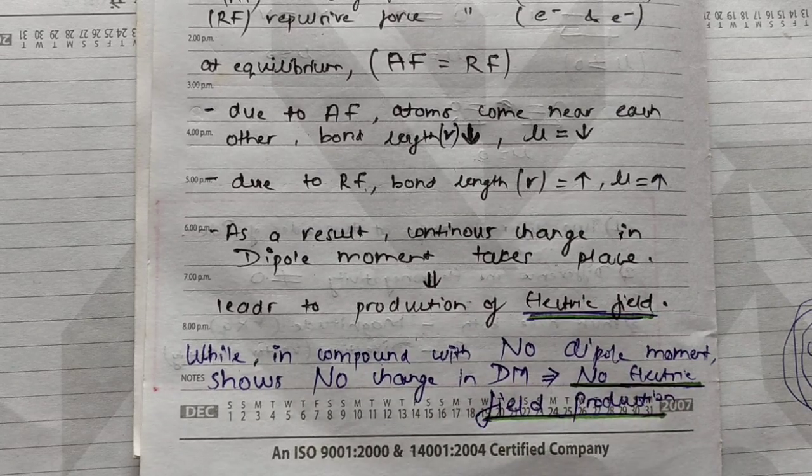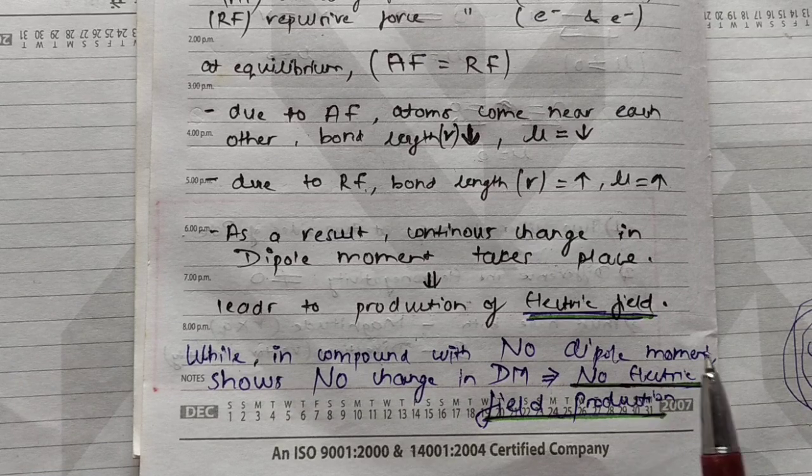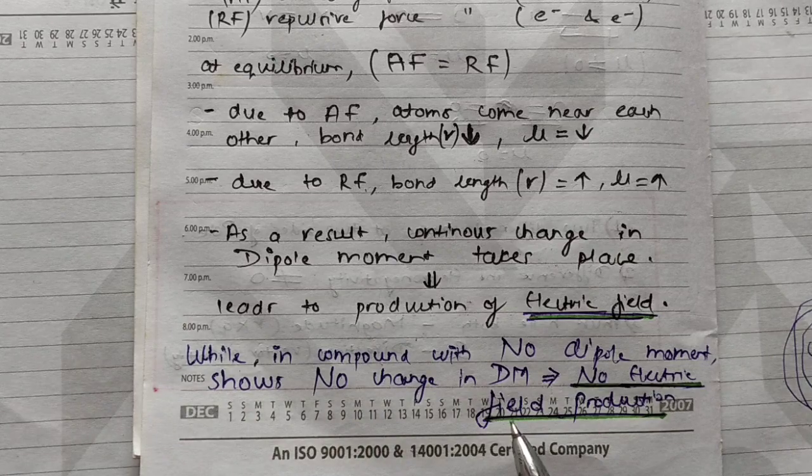See, we know that each and every molecule vibrates and rotates, like oxygen and HCl. Oxygen also vibrates, HCl also vibrates. But because of the charge separation in HCl, there is a dipole moment, and while they vibrate they will have the electric field. But in oxygen, because of no charge separation, there will be no dipole moment. Because there is no dipole moment, even after the vibration there will be no production of electric field.